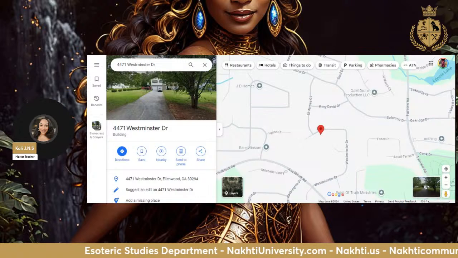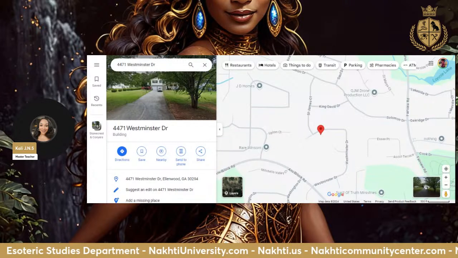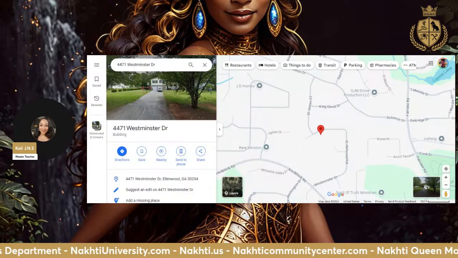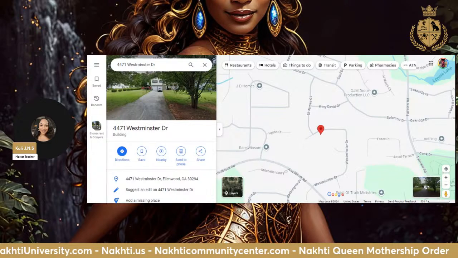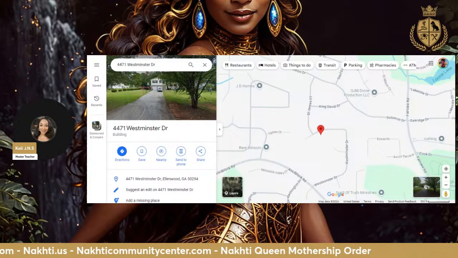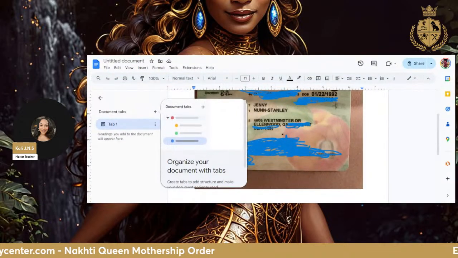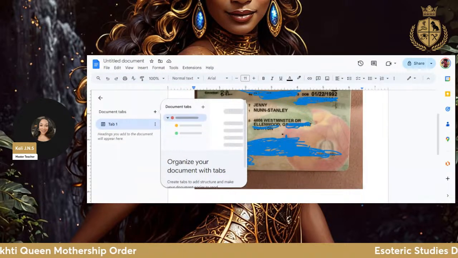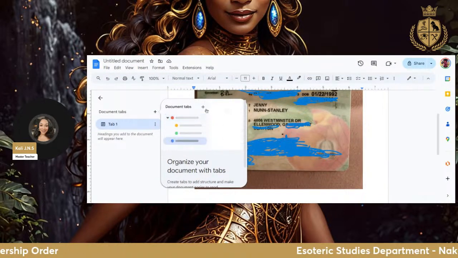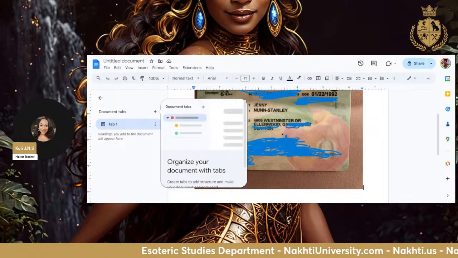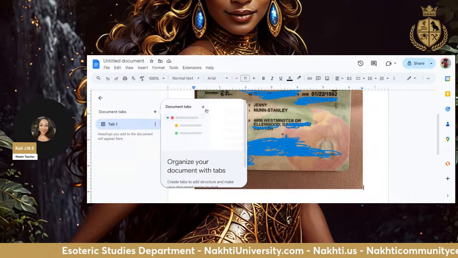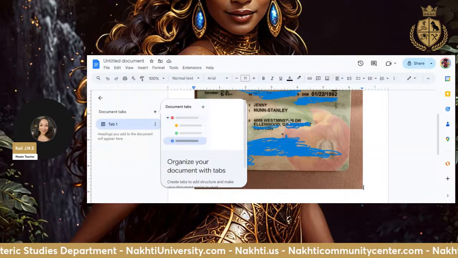Let's just show it again, just in case it didn't, because I can't rewind to be able to see. So let's just do it again. Share this one. Okay. So you see the ID. You see the address.